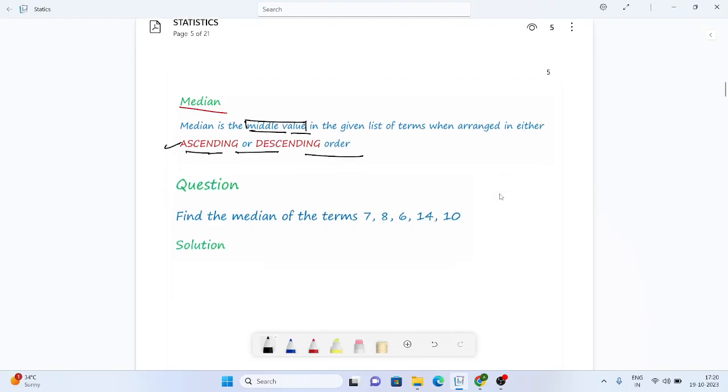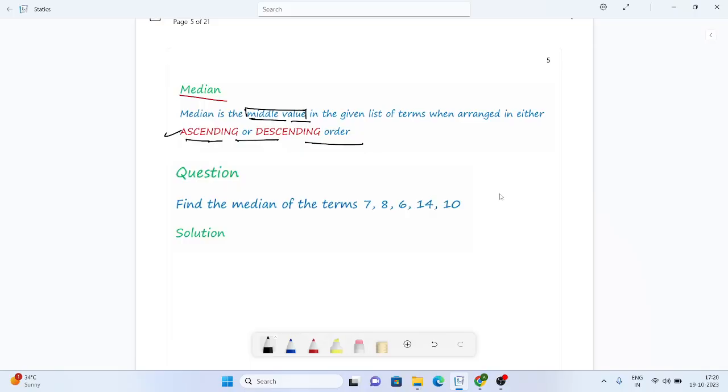Like here the example is given 7, 8, 6, 14 and 10. So you have to find the median of this. So how do you find the median? First you arrange in ascending order. Ascending order means first the smaller number, then after that the bigger one. So here the smallest is 6, 7, 8, 10 and 14. This is the ascending order. So there are 5 terms, so the middle term is 8. So what is the median? Median value is also 8.